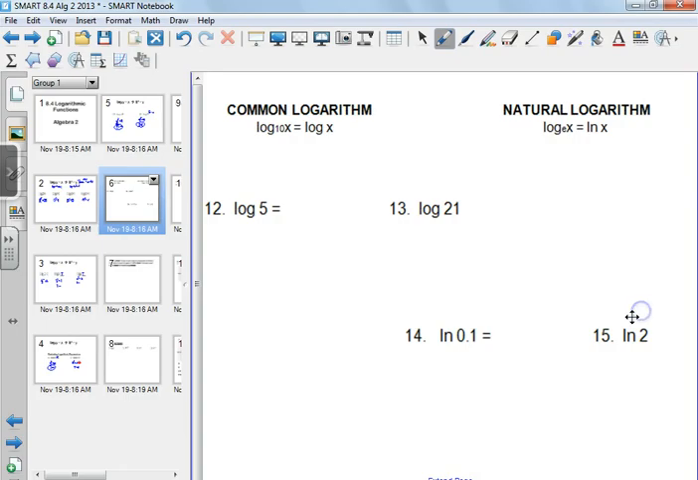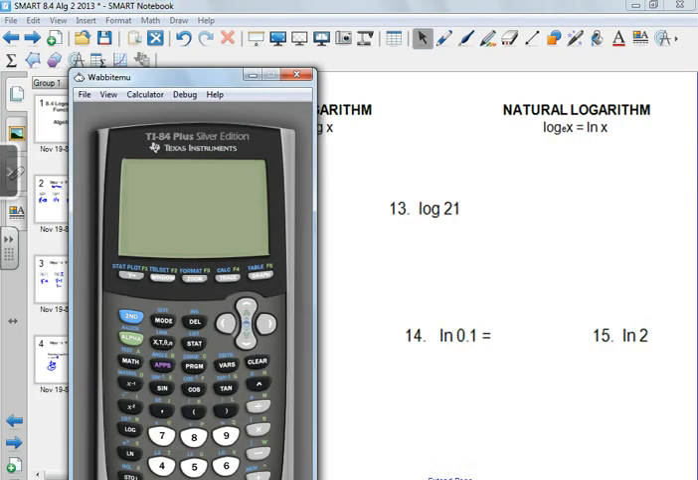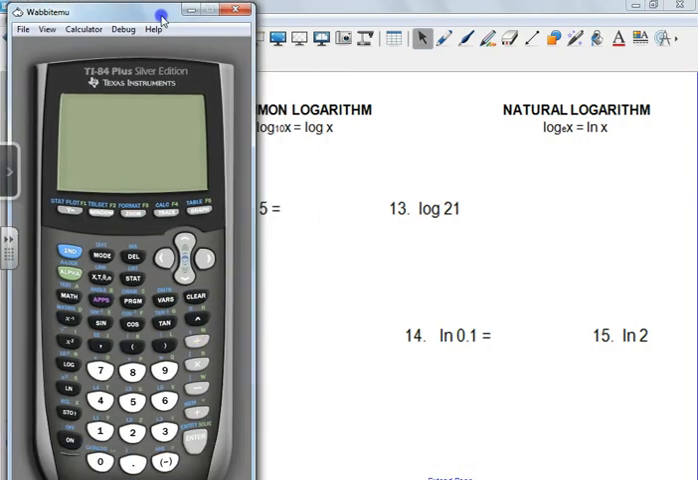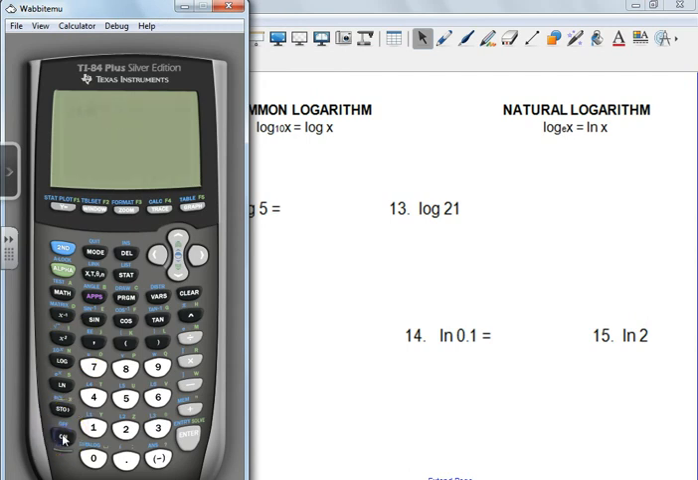I'm going to pull up my calculator. Where is he? There he is. So, turn it on. You're going to notice 2 logarithm buttons over here on the left. This one is called the common logarithm, and it's a base 10 logarithm. And this one is called a natural logarithm, and it's a base e logarithm, the number e.